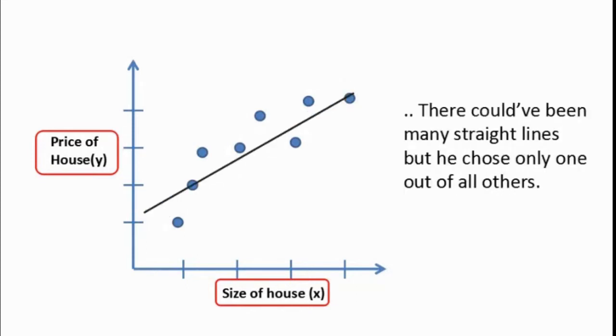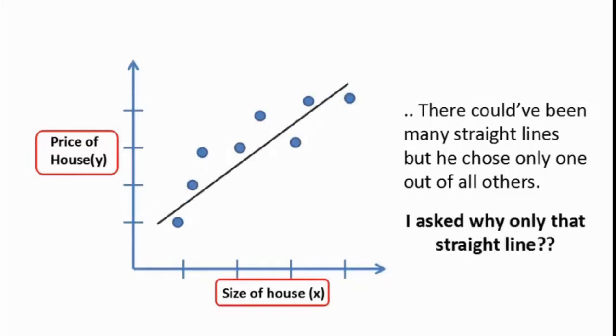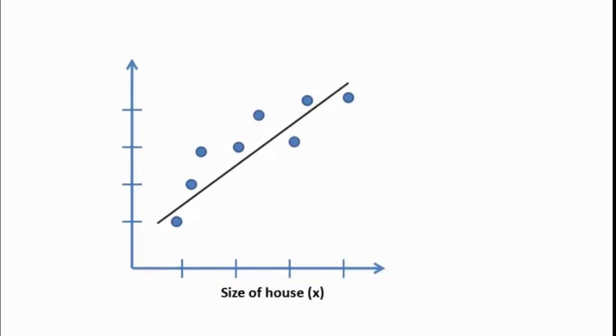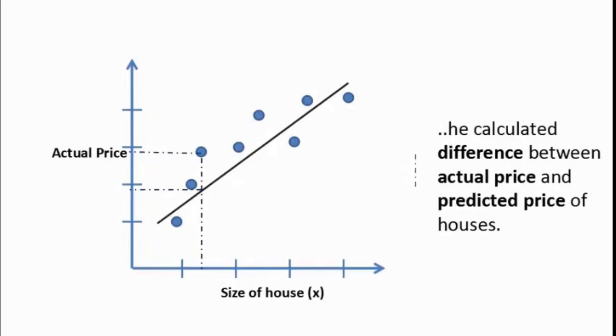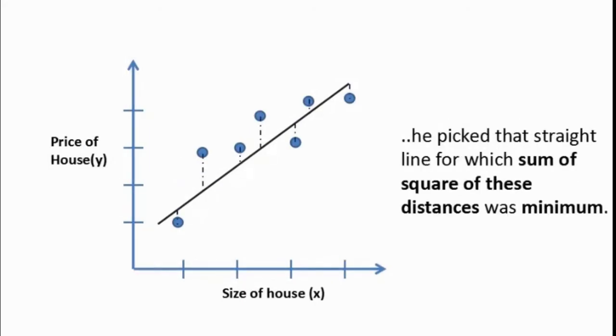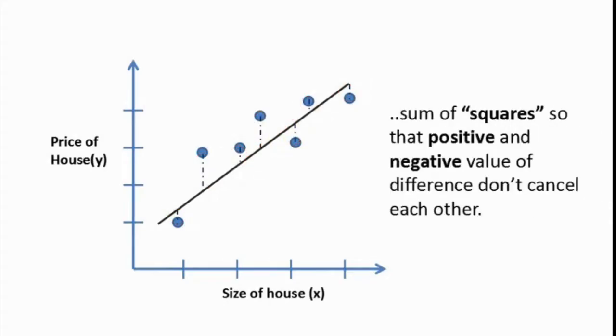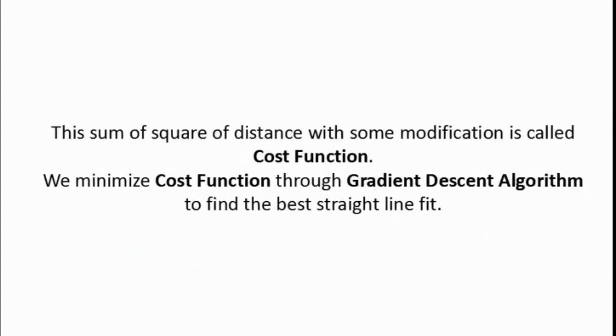Now, there could have been many straight lines, but he chose only one out of all others. My question was, why only that straight line? He explained to me that he calculated difference between actual price and predicted price of all the houses, and he picked that straight line where sum of square of these distances was minimum. Sum of squares so that positive and negative values don't cancel each other out. Fair enough, that is what we really want in a model, where predicted and actual values are close.